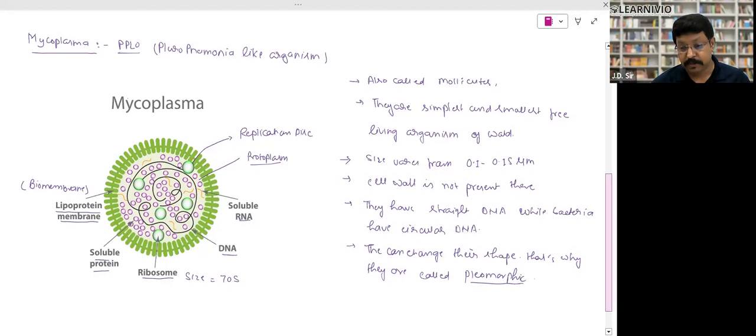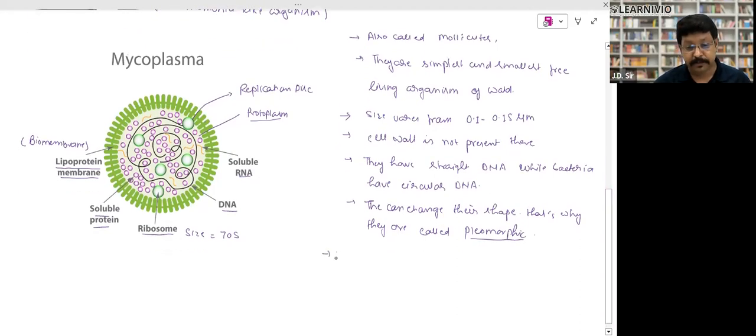One last thing. Majority of them are parasitic. Majority of them are parasitic, which means they spread disease. Note down, please.